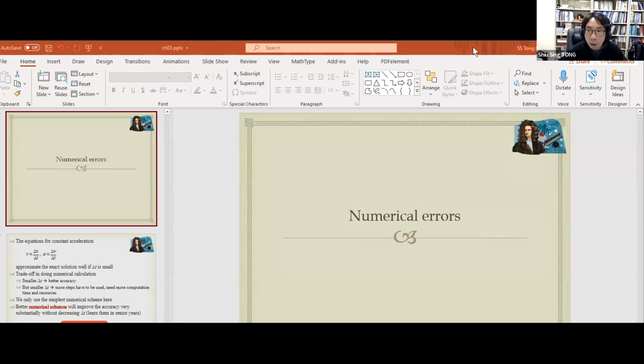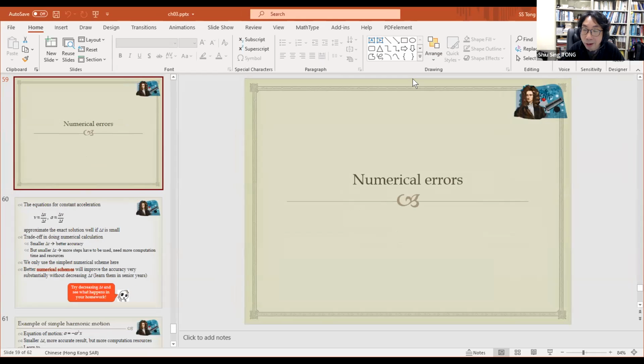Now, in our previous discussion, we discussed how to use numerical methods to solve an equation of motion, right? We introduced the simplest numerical methods that enable you to solve for the whole motion described by Newton's law. Today we are going to discuss numerical errors.